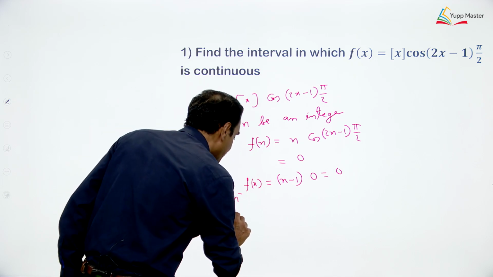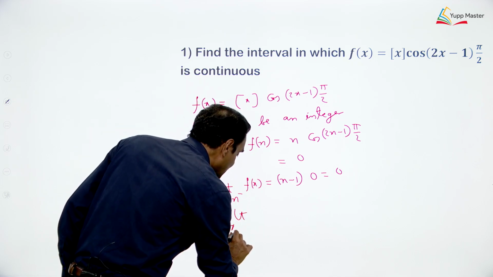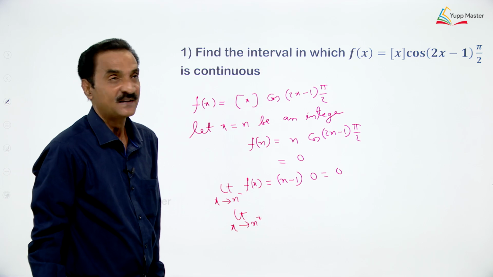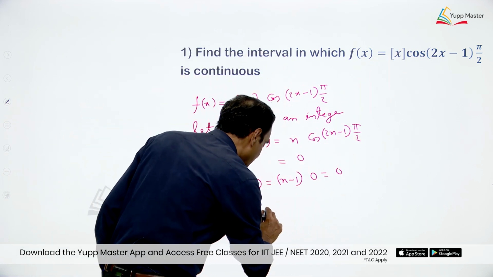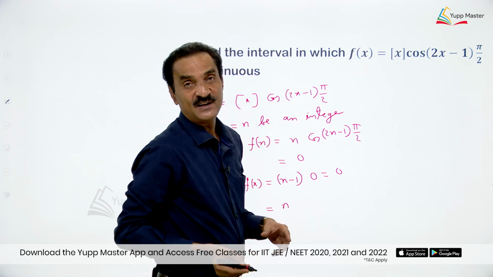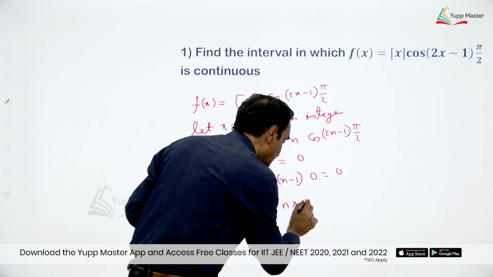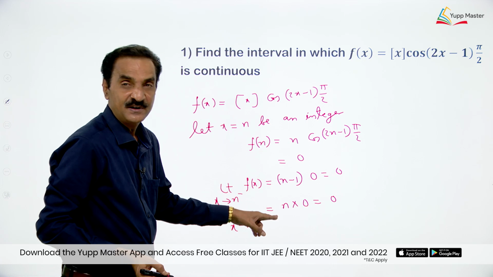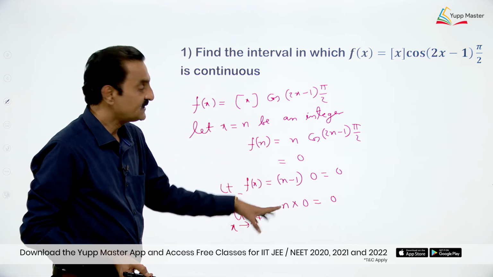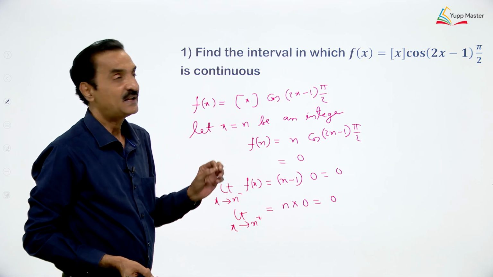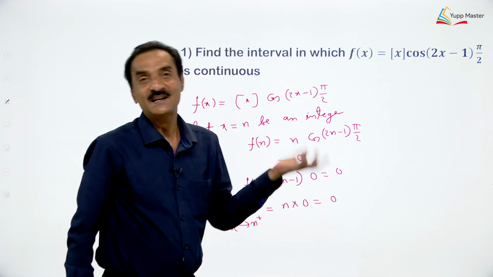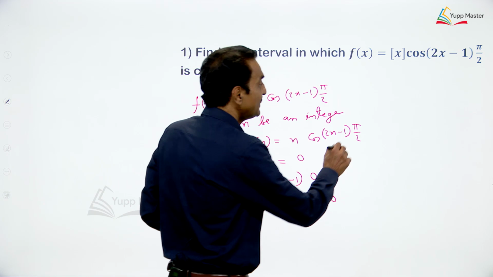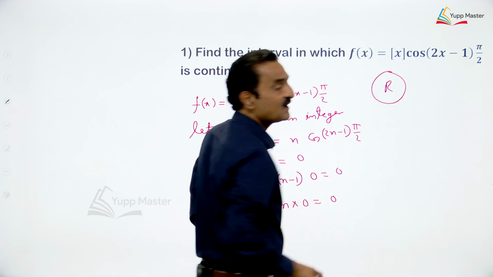Next, when x tends to n plus, the integral part of x is n, and cos of 2n minus 1 into pi by 2 is 0. So, it is 0. f of n is 0, the right hand limit is 0, the left hand limit is 0. So, all these are equal. So, the function is continuous at x is equal to n. That means it is continuous at all integral values also. Hence, the interval where it is continuous is all real values, this is the answer.